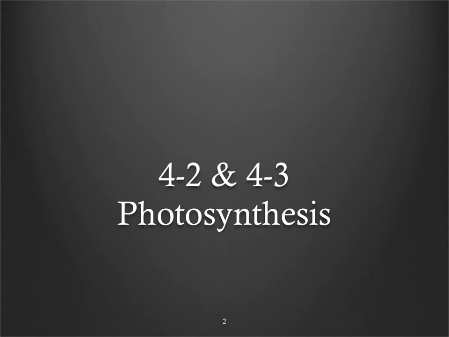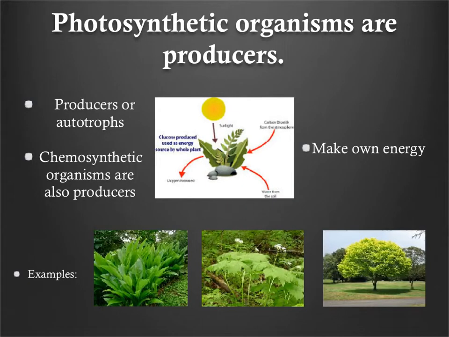Section 4.2 and 4.3, photosynthesis. Photosynthetic organisms are also known as producers, or autotrophs, meaning self-feeder. These organisms are able to make their own energy. Photosynthetic organisms make it through the process of photosynthesis.